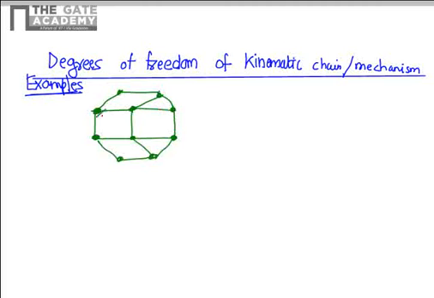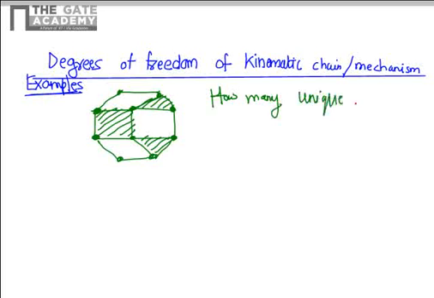A mechanism is drawn here, which is having various kinds of links. Like this one is a quaternary link, these are the ternary links. However, as we saw in our earlier example, the type of link is immaterial for determining degree of freedom of the mechanism. It's only the type of the joints which matter. So the question asked here is that how many unique mechanisms can be obtained by this kinematic chain.